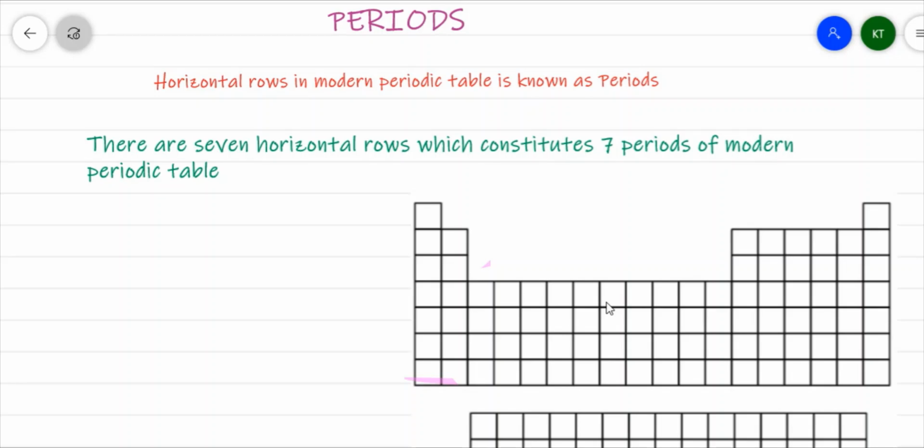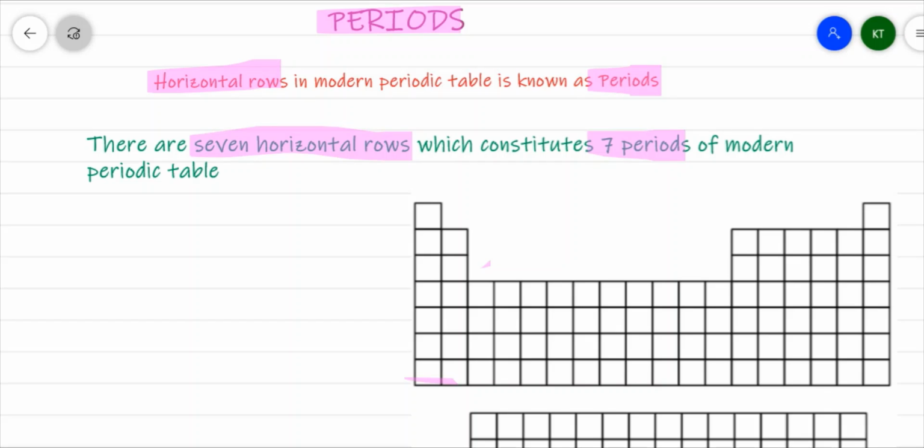In this video, video number 8, we are going to discuss the periods present in the modern periodic table. Now, what are the periods? The horizontal rows in a modern periodic table are known as periods. If we see, there are 7 horizontal rows in the modern periodic table, so I can say there are 7 periods present in the modern periodic table.